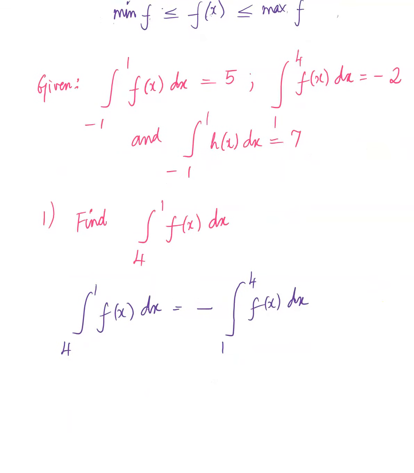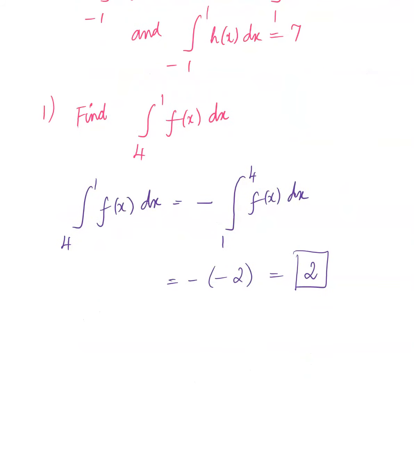And then we come back here. In fact, they give us the answers for those integrals. They don't give us the function, they give us the value itself. So integral 1 to 4 of f of x dx is negative 2. That's negative times negative 2. The same information.